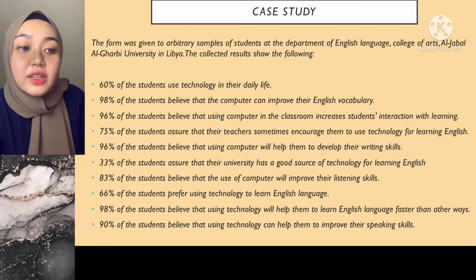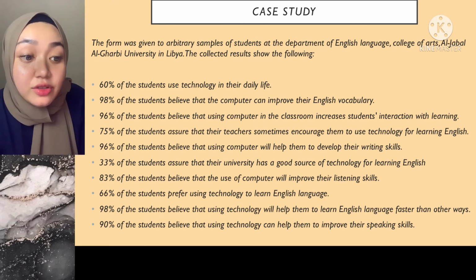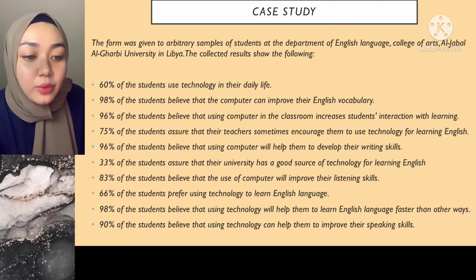96% of the students believe that using computers will help them to develop their writing skills. 33% of the students show that their university has a good source of technology for learning English. 83% of the students believe that the use of computers will improve their listening skills. 66% of the students prefer using technology to learn English language. 98% of the students believe that using technology will help them to learn English language faster than other ways.